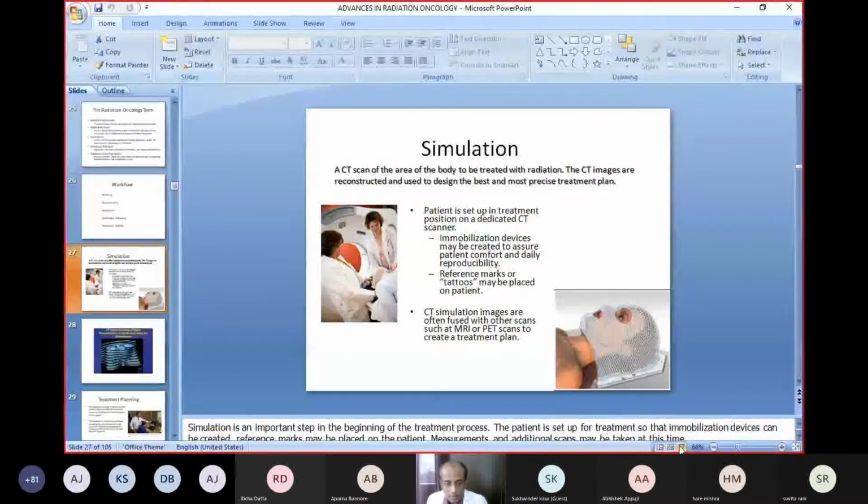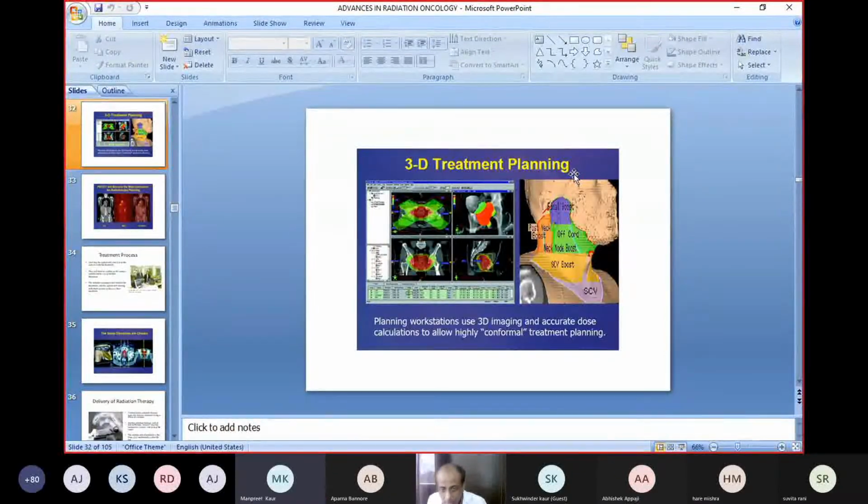You can see there are multiple beams coming from different sides. See the 3D treatment planning, the slide which I am talking about.